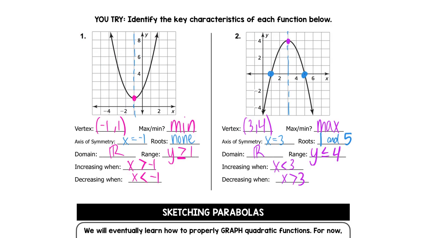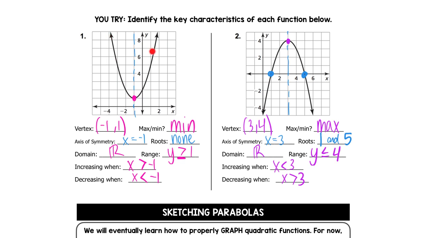Okay, so here are the answers to the two you try problems, and I'm going to walk through some of this for each one of these. In that first one, the vertex is right here at -1, 1, and that's a min. The axis of symmetry is at x equals -1. Remember, always write those as an equation. You don't want to put -1, you want to put x equals -1.